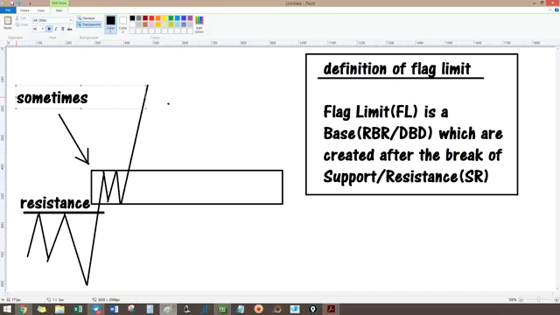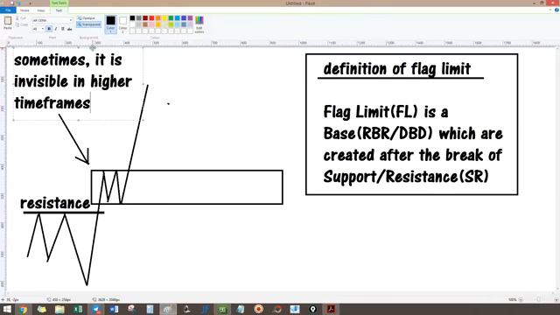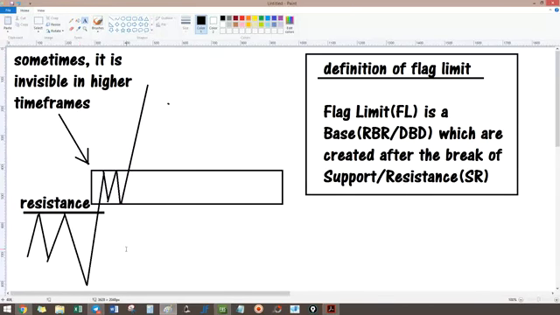Sometimes it is invisible in higher time frame, and you need to go down to lower time frame to see this. After the break of resistance, usually it needs some time for it to go up because it's already broken an important level, so it needs some time and it will create a base.